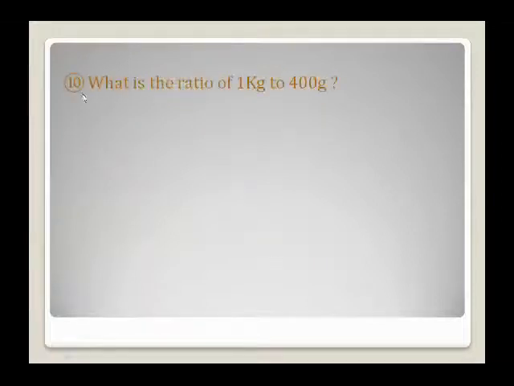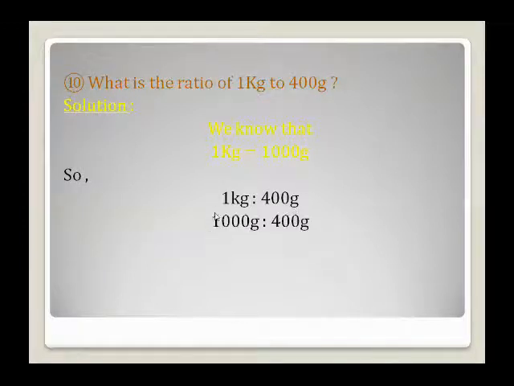Now question number 10 is, what is the ratio of 1 kg to 400 grams? Here is our solution. We know that 1 kg is equal to 1000 grams. So 1 kg to 400 grams. Now we convert the kilograms into grams, so we write 1000 grams to 400 grams. Now after simplification we get 5 ratio 2. This is the final answer.